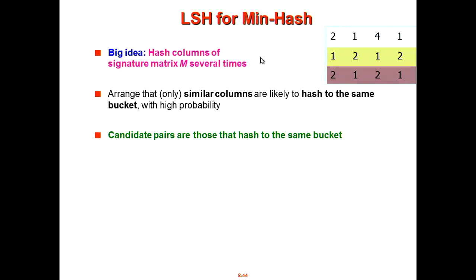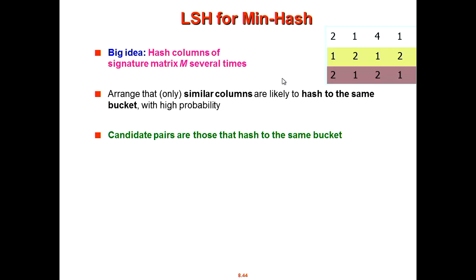So for LSH, the best idea is that we will hash the columns of the signature matrix several times, and we arrange that similar columns are likely to hash to the same bucket with high probability. The candidate pairs are just those that have been hashed to the same bucket. So within each bucket, these pairs are candidate pairs. We can further compute their similarity to see if their similarity is really larger than the given threshold S. So that's the basic idea.